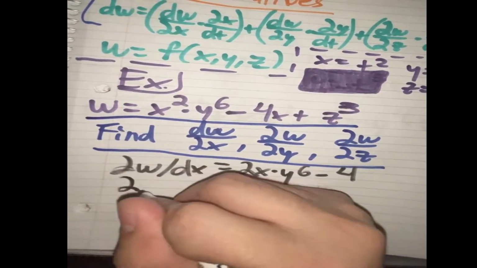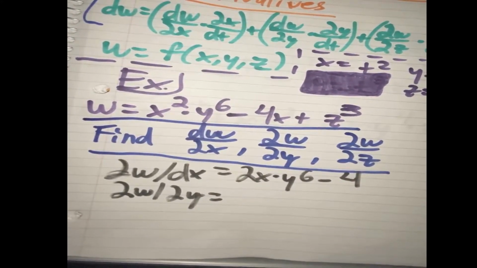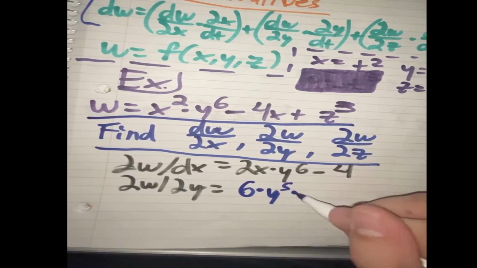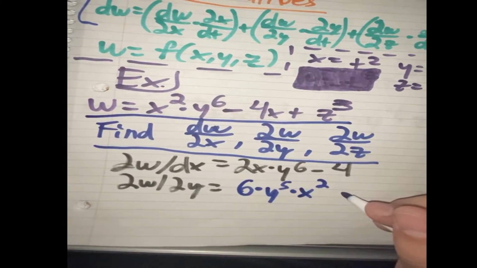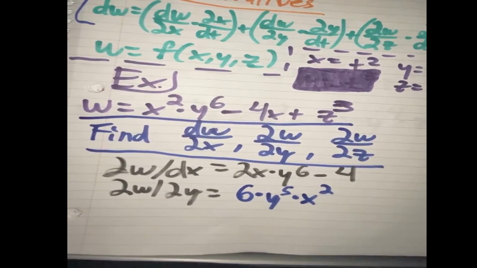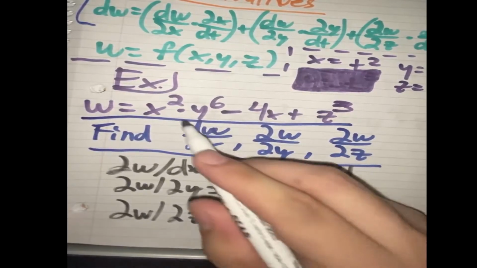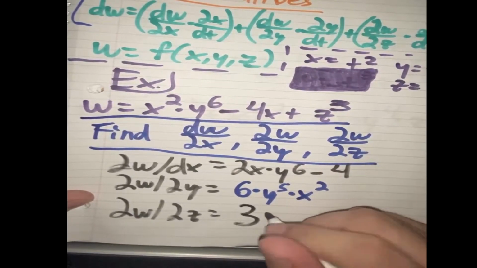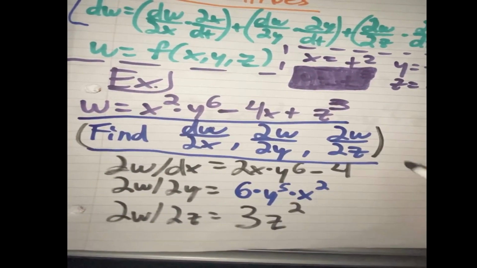Now the partial derivative with respect to y would be 6 times y to the 5th times x squared, because that's our constant. That's it for that one, because the other terms are an x term and a z term. And the partial derivative with respect to z: the first terms are constants, so 0, and the derivative of z cubed would be 3z squared. So now we've identified these and we've got this step down.